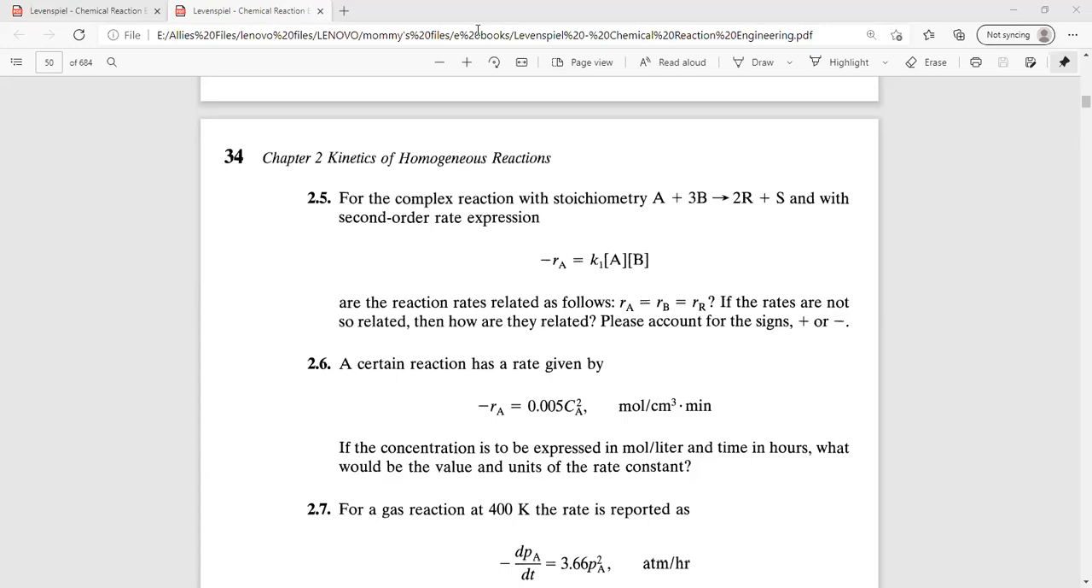Too easy? Oh, sige. If it's too easy, then we will have the next. Do you know how to answer this?